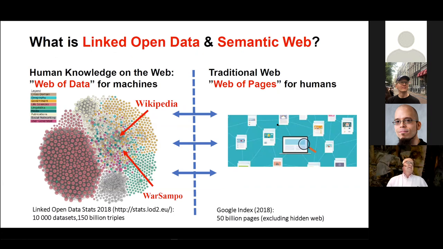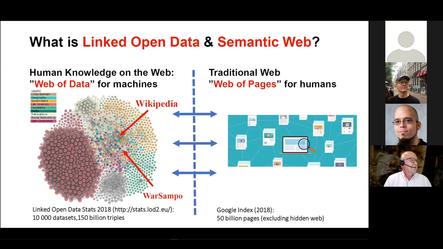Linked open data and semantic web is a mega trend that's happening on the web. What is happening here is that we now have two webs. We have the traditional web of pages for humans, where we can jump from one page to another by using hyperlinks as ordinary. But there's also this web of data that we are speaking more of in this webinar.